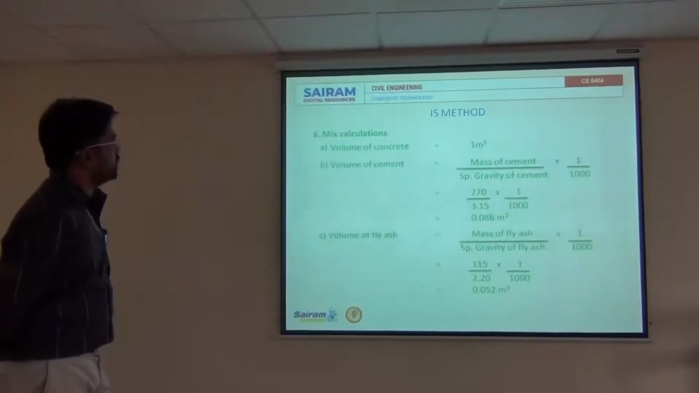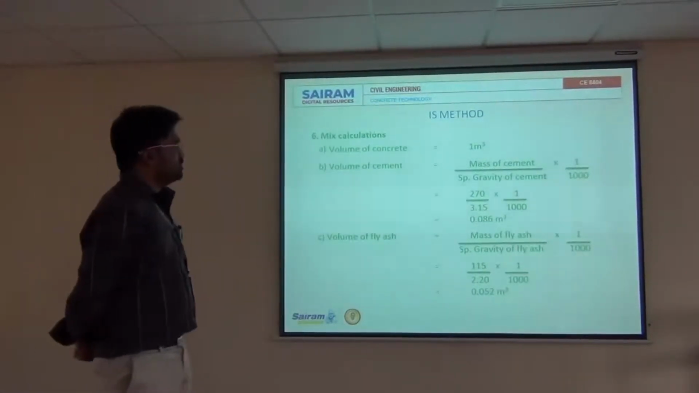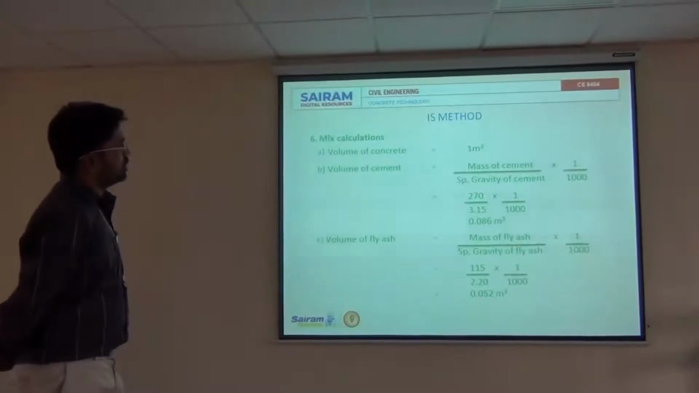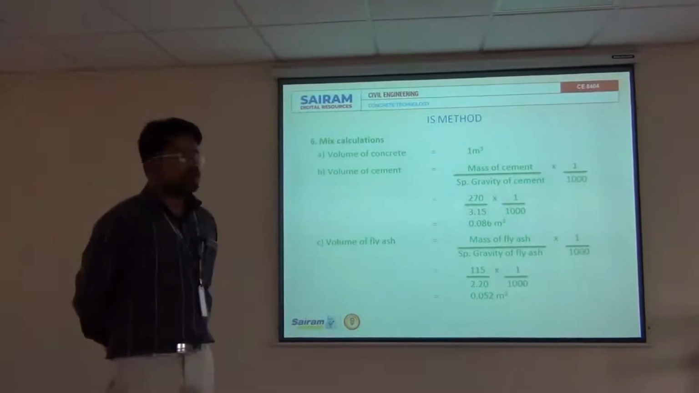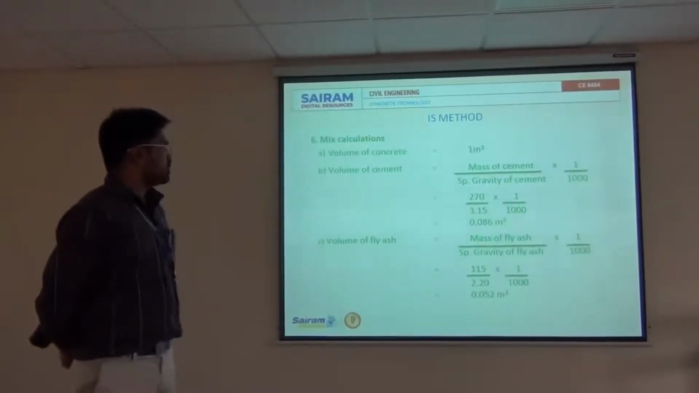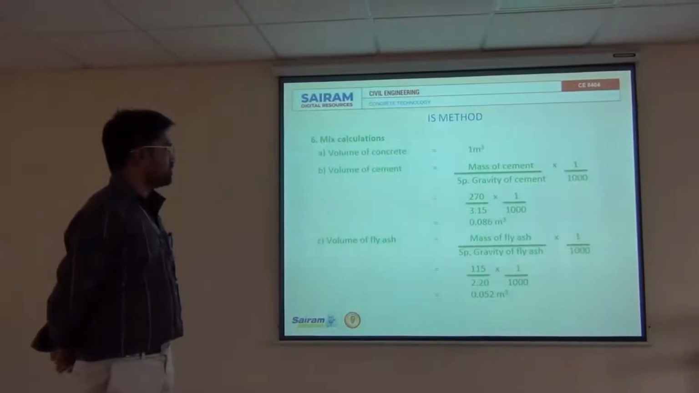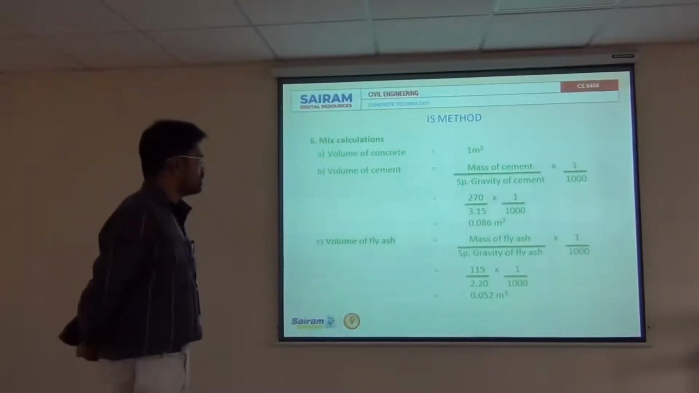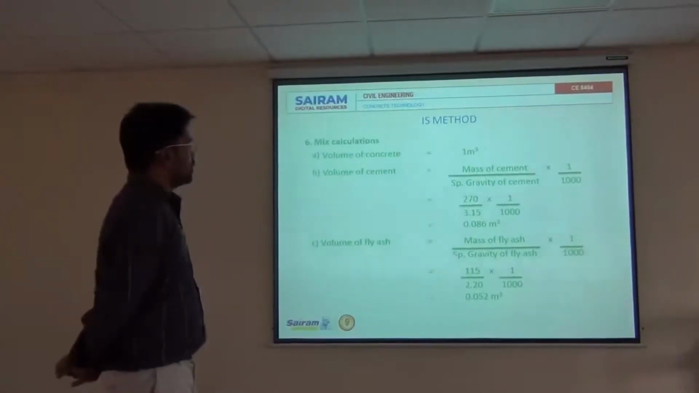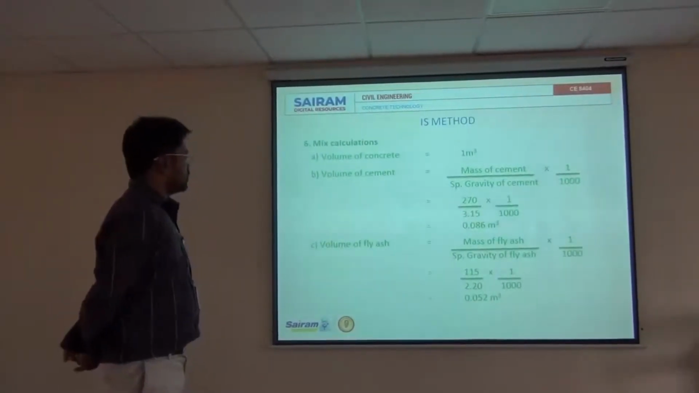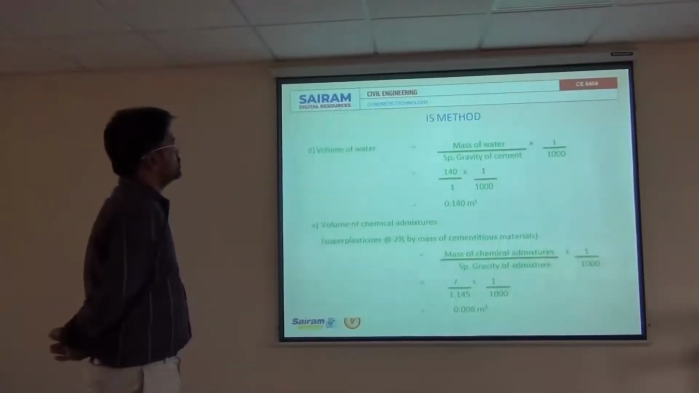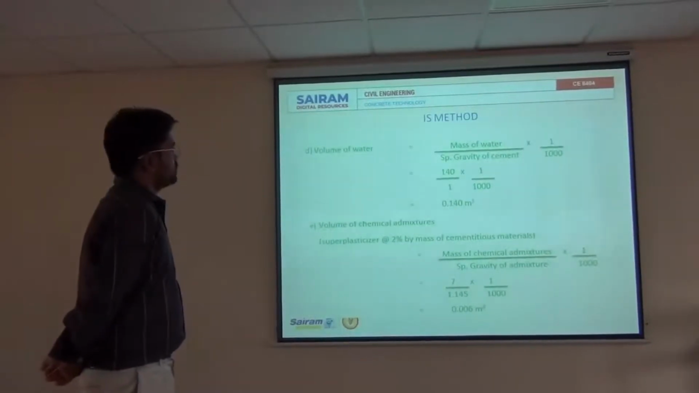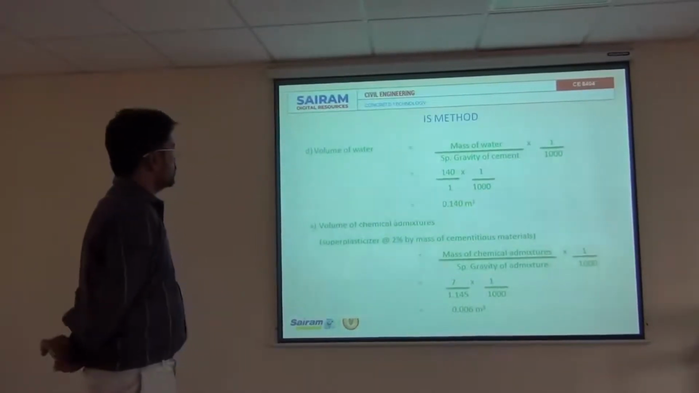So volume of concrete is 1 meter cube. For volume of cement, the mass of cement here is 270, not 350, because with fly ash the cement content is reduced in this problem. 270 by 3.15 into 1 by 1000, you get 0.086 meter cube. Volume of fly ash is mass of fly ash divided by specific gravity of fly ash into 1 by 1000. Fly ash mass is 115, specific gravity of fly ash is given as 2.2, into 1 by 1000. You get 0.052 meter cube. Then volume of water is mass of water by specific gravity of water into 1 by 1000. Mass of water is 140, specific gravity of water is 1, into 1 by 1000. You get 0.14 meter cube.